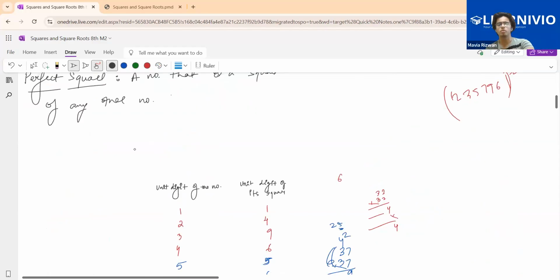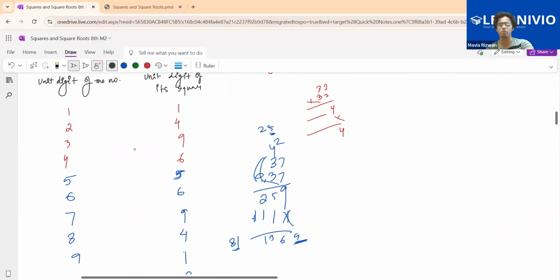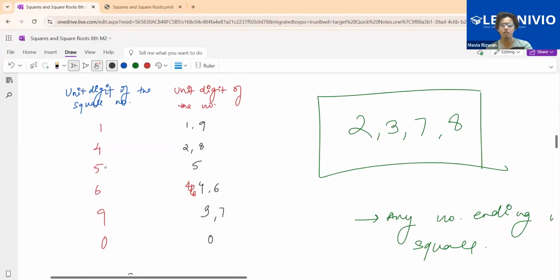Then we discussed the unit digit at the end of the number. If the number ends with 1 or 9, the unit digit of its square would be 1, because 9 square is 81, so the last digit is 1, and 1 square is 1. For 2 and 8, the square ends with 4, because 2 square is 4 and 8 square is 64. For 5, it is 5, because 5 times 5 is 25. For 4 and 6, 4 square is 16 and 6 square is 36, both ending with 6. So the unit digit of the square of any number ending with 4 or 6 would be 6.